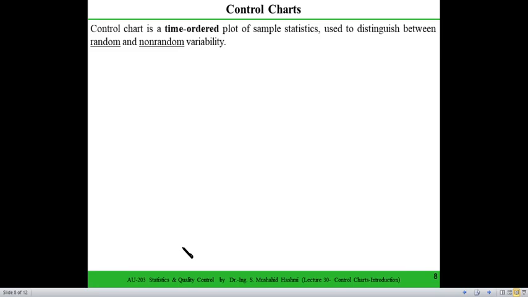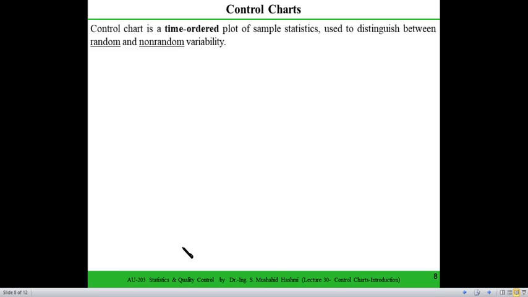It means we are not investigating the whole population, but only taking samples, and based on those sample observations, we plot the sample statistics like the sample mean, the sample variance, range, or any other parameter depending upon the distribution. So you plot those sample statistics with respect to the number of samples, or with respect to the time or run after which you are getting the samples you're investigating.